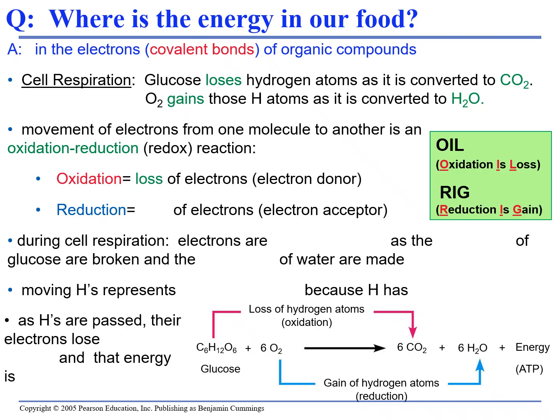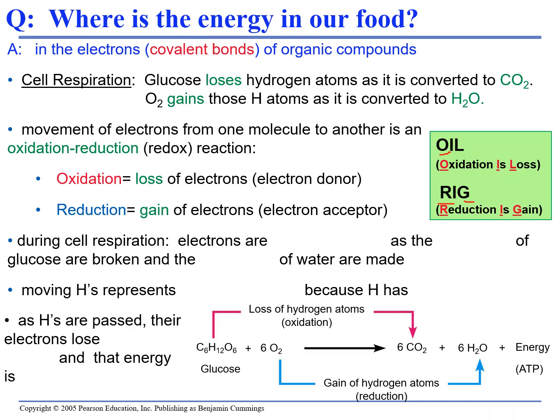Oxidation is a loss of electrons, while reduction is a gain. A good way to remember this is with the acronym OIL RIG. The O in OIL stands for oxidation, the I stands for is, and L stands for loss. Oxidation is loss. And for reduction is gain, you can remember it as RIG. R stands for reduction, I stands for is, and G stands for gain. Reduction is a gain.